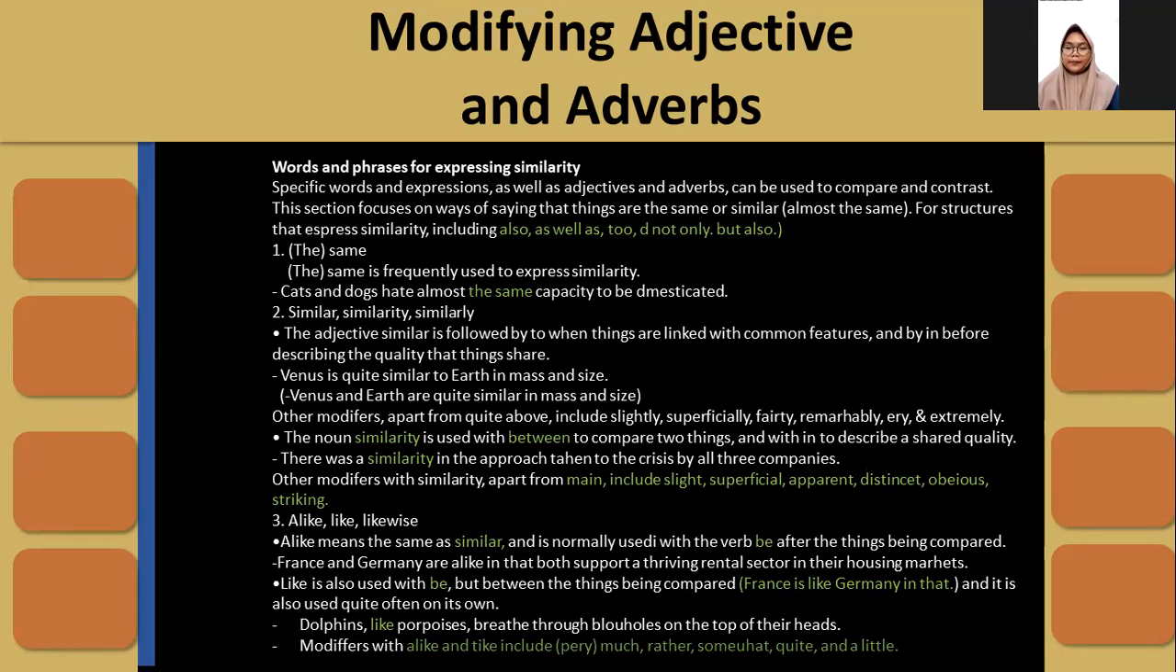And then words and phrases for expressing similarity. Specific words and expressions, as well as adjectives and adverbs, can be used to compare and contrast. This section focuses on ways of saying that things are the same or similar, for structures that express similarity, including also, as well as, too, not only, and but also.